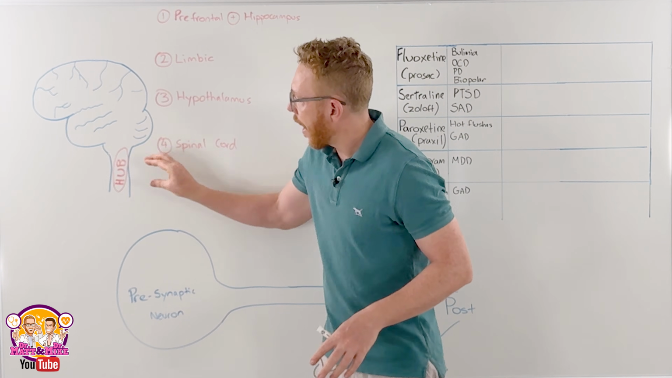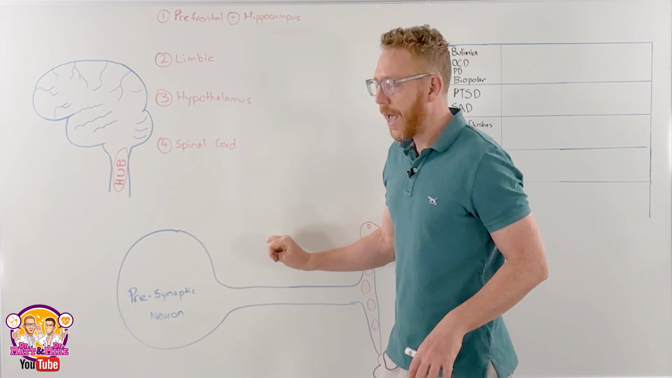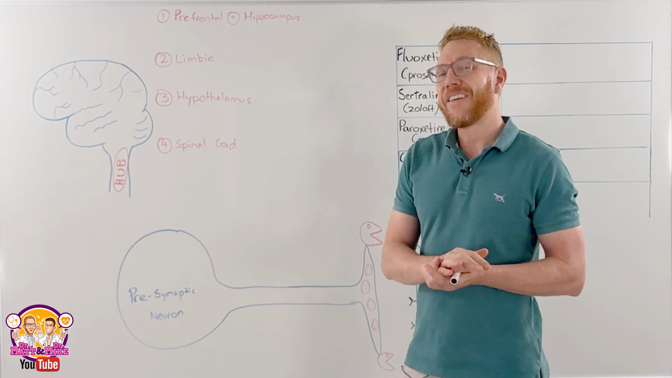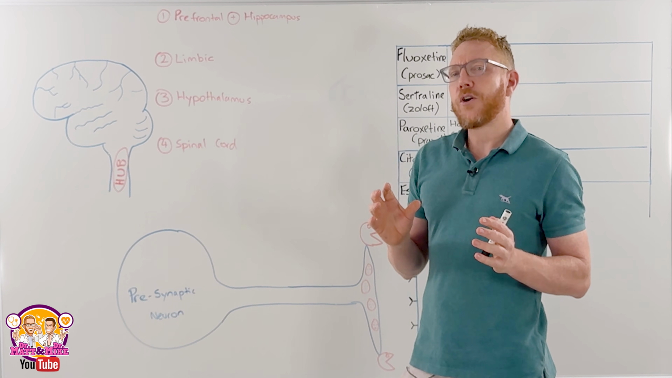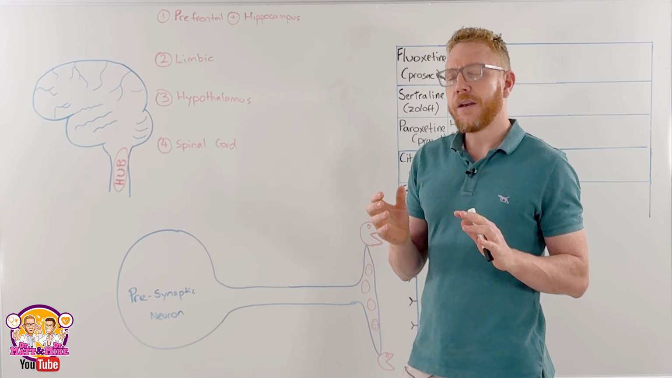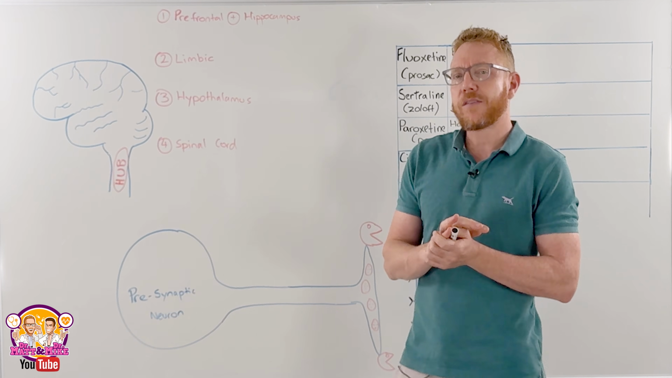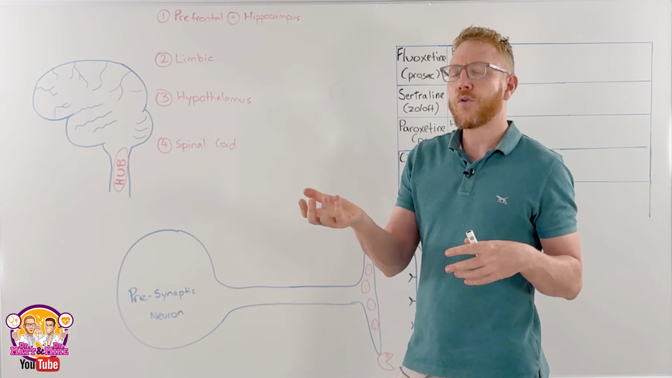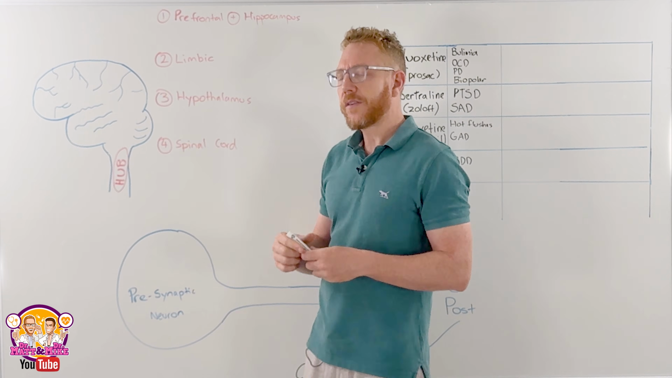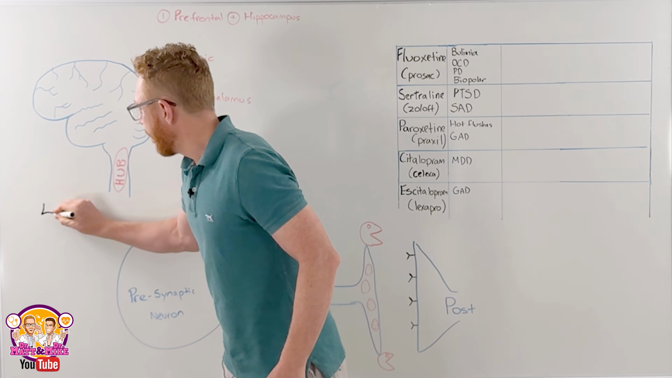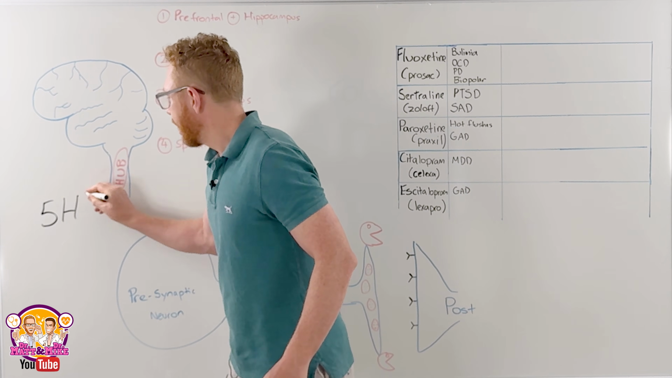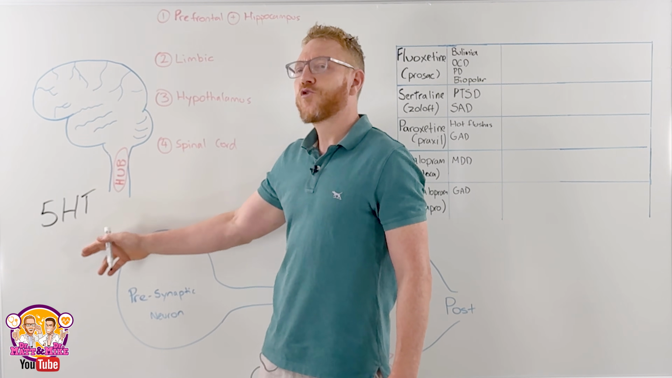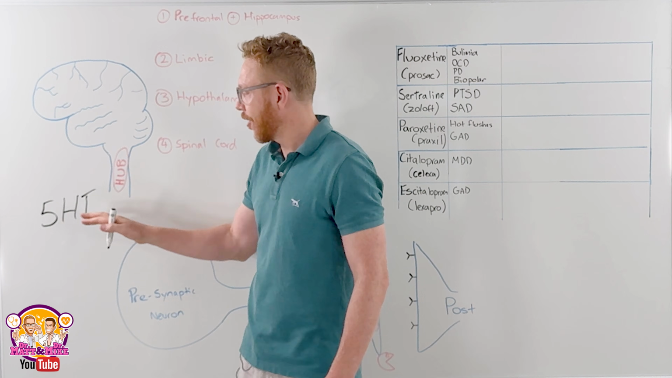So within this hub, we're going to have these presynaptic neurons, so that's going to be their cell bodies. So how do we go about getting serotonin? Now, serotonin is what we call a monoamine. It's created from an amino acid known as tryptophan. Other monoamines would be dopamine and noradrenaline. Serotonin is sometimes also written as 5-HT, which stands for 5-hydroxytryptamine.